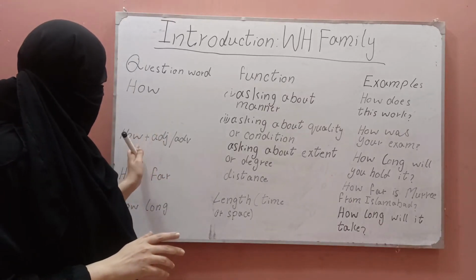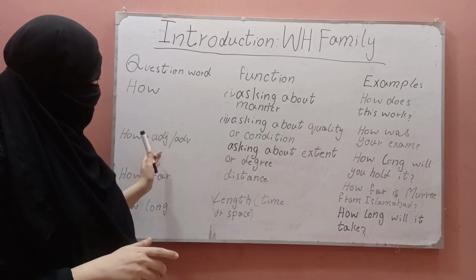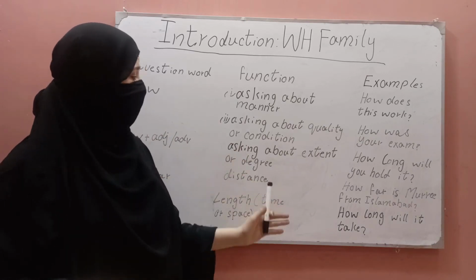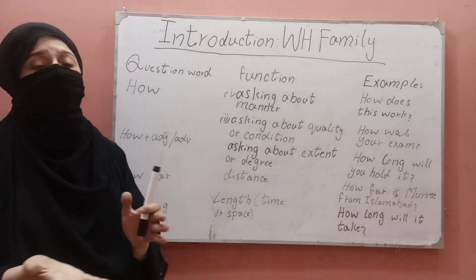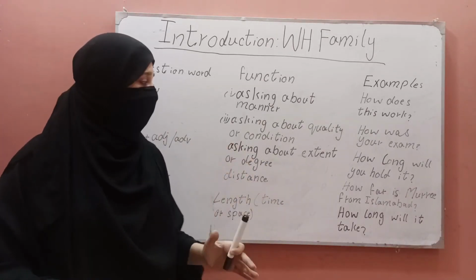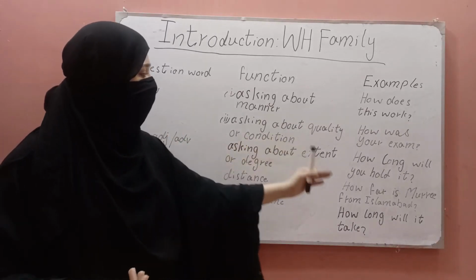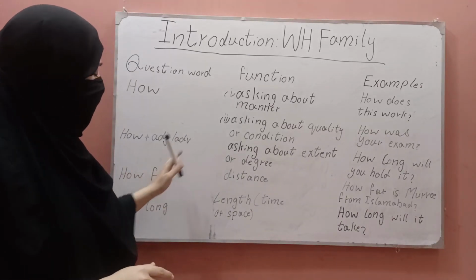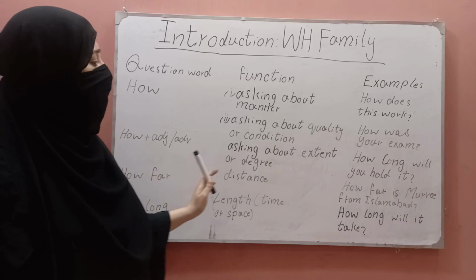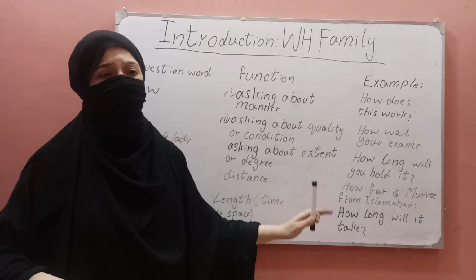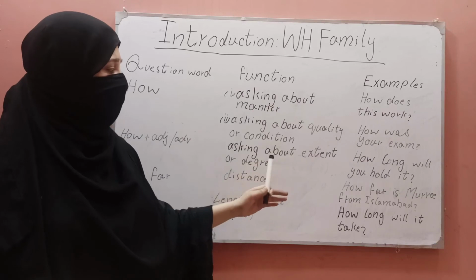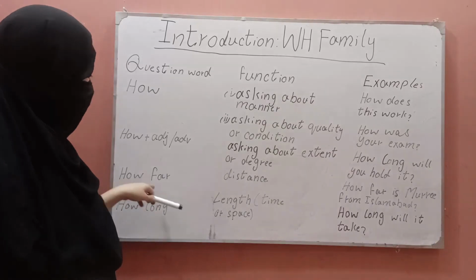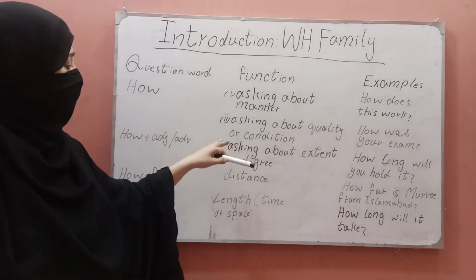And the other how is used in place of an adjective or adverb. Its function is asking about the extent or degree of something. When we want to know the degree or extent of something, we use how. How long will you hold it? And there are so many examples concerning how, which we can fit according to the condition and situation. We can see where how can fit. And the other is how far. How far can be used for distance.